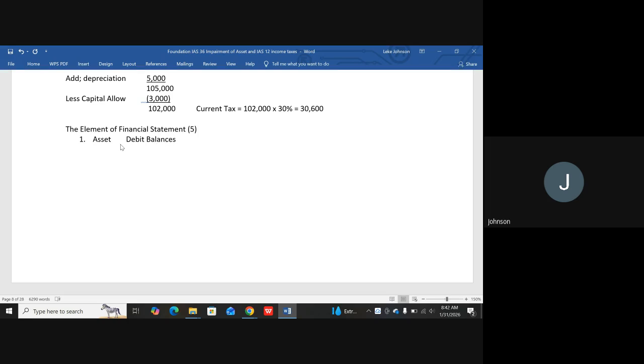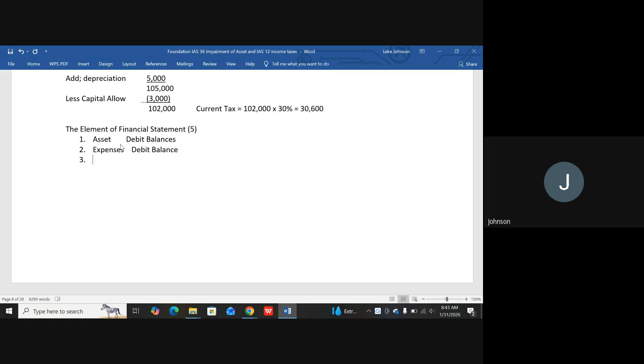Asset will always have debit balances. Number two, apart from asset, we have expenses. Expenses also have debit balances. So these two have debit balances all the time. Expense is always debited, and asset is always debited. Okay, so that is that. Now, we also have losses, but let's just deal with only the 5 elements of account.